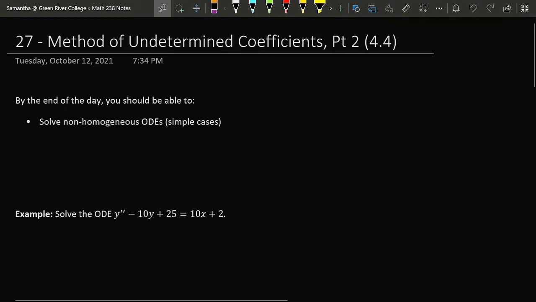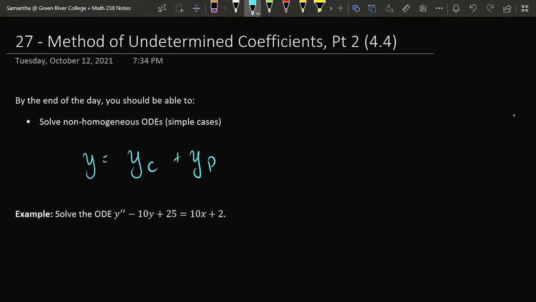Today is part 2, talking about the method of undetermined coefficients. And the goal for today is to completely solve some non-homogeneous differential equations. To completely solve a non-homogeneous differential equation, all you need to do is find the complementary function and find one particular solution. Then the general solution can be found by adding these two together.